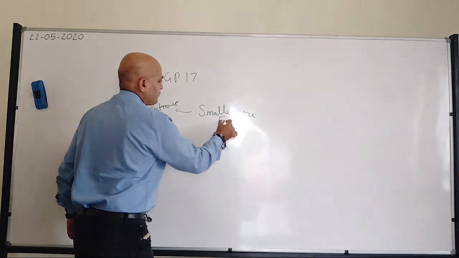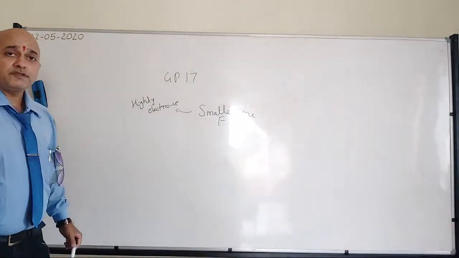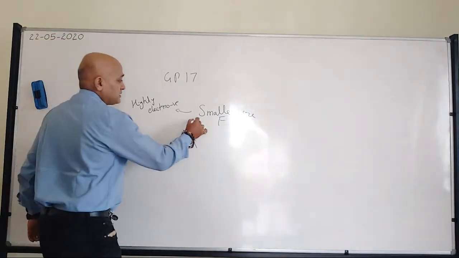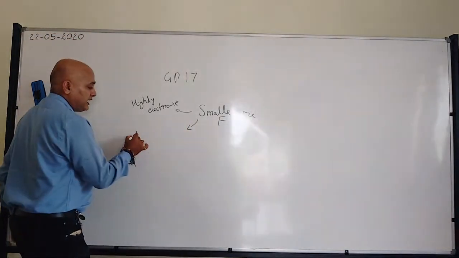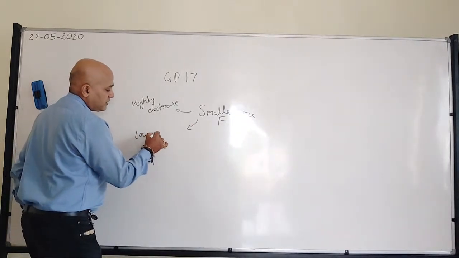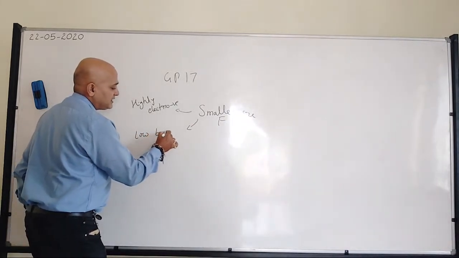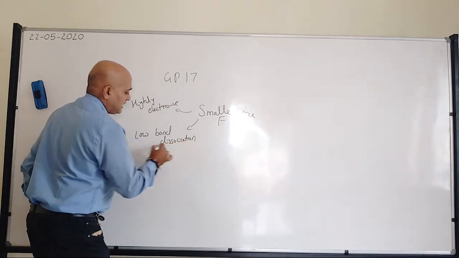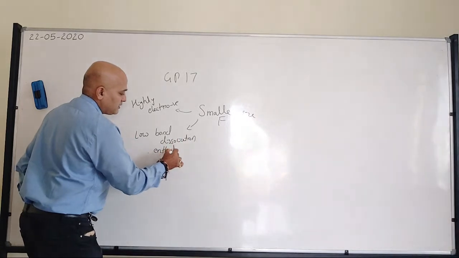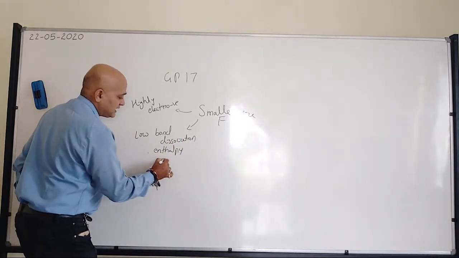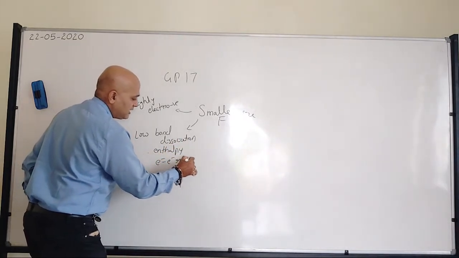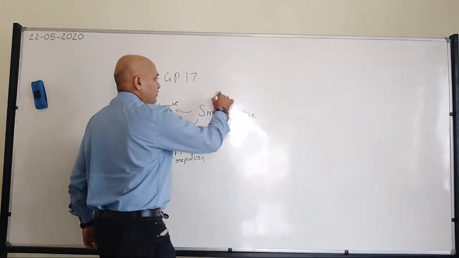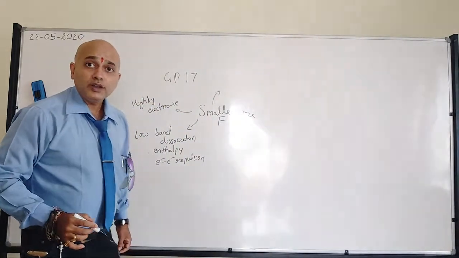Right? I am talking about fluorine. So, the smaller size of fluorine will make it a highly electronegative element. The smaller size of fluorine will make low bond dissociation enthalpy. Now, what is the actual reason? That is due to electron repulsion. Alright?